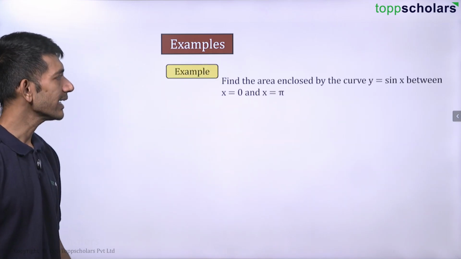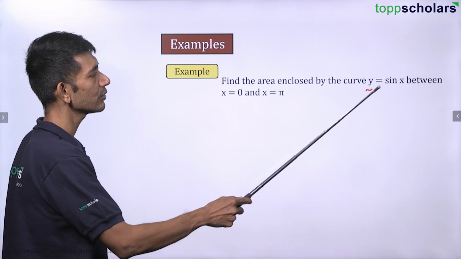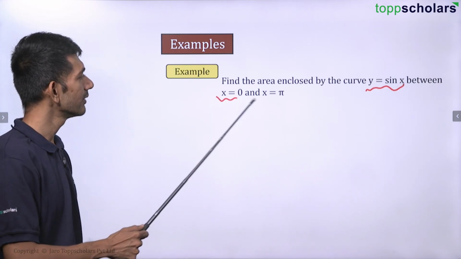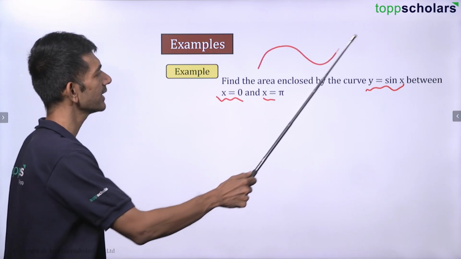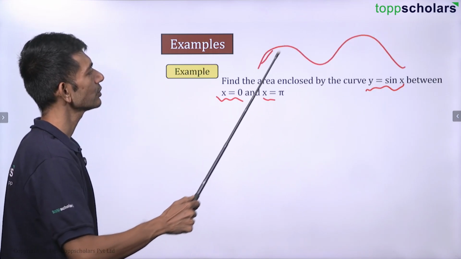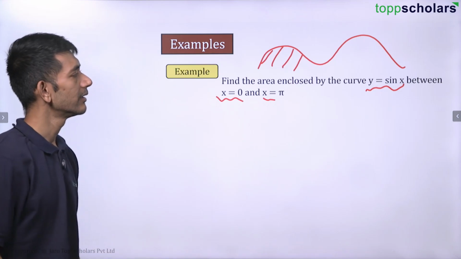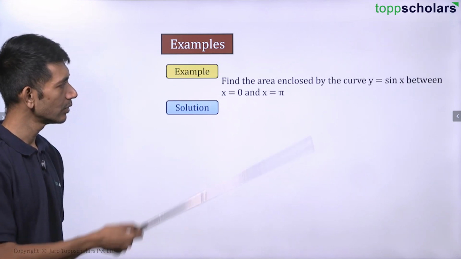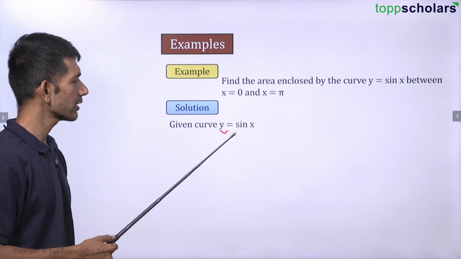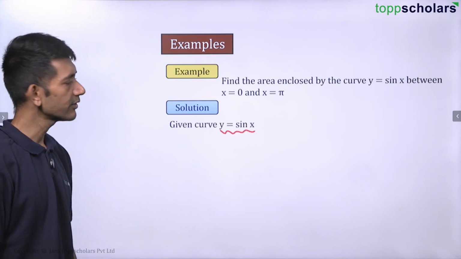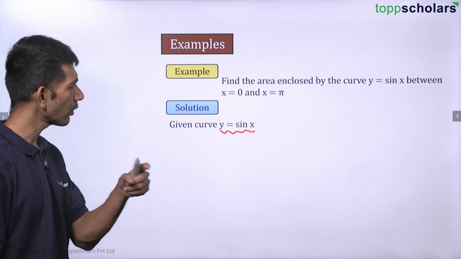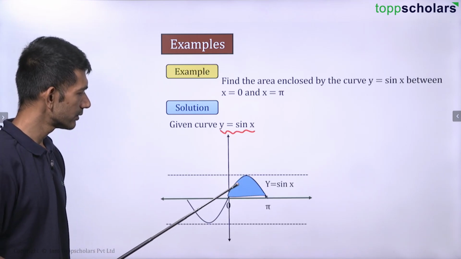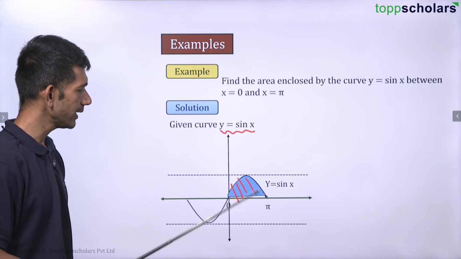Now let us talk about the area enclosed by y is equal to sine x between 0 and pi. So as you know, the sine function moves like this, right? We are supposed to find out the area from 0 to pi. But no need to draw the graph, as we know. So this is the given curve. x is 0, x is pi, the lower limit is 0, upper limit is pi. From 0 to pi, we are supposed to find out the area. So this is what we are supposed to find out, right?